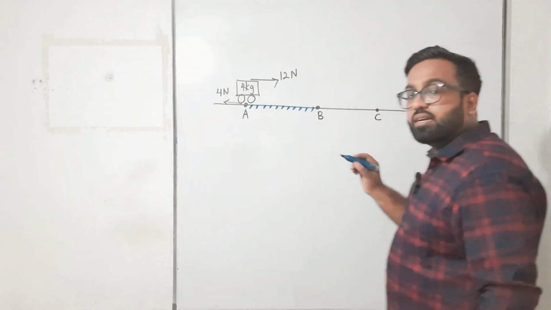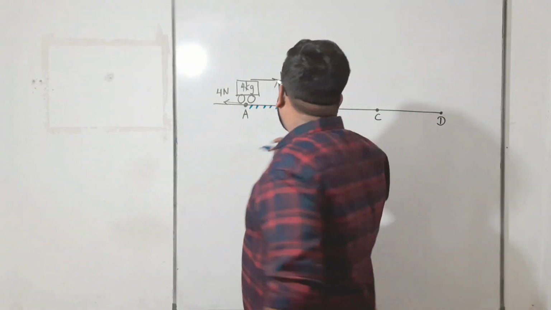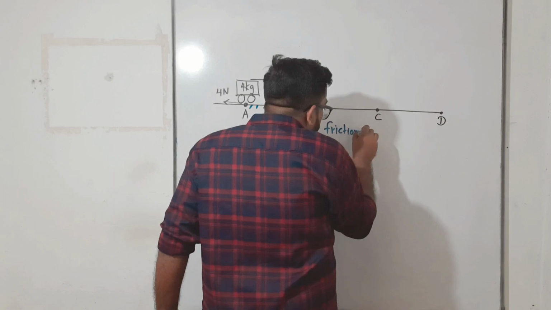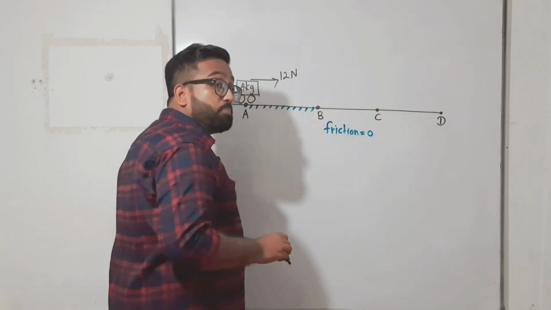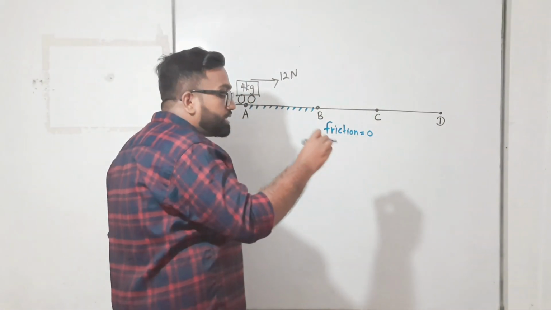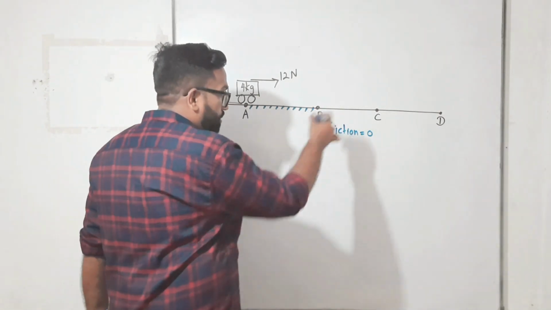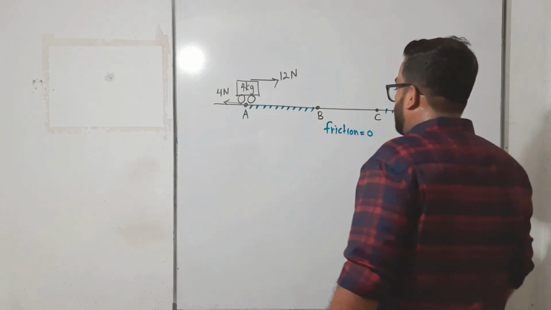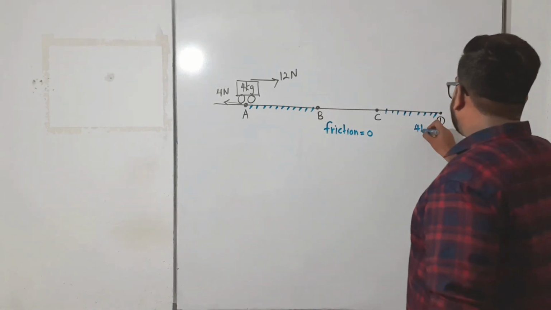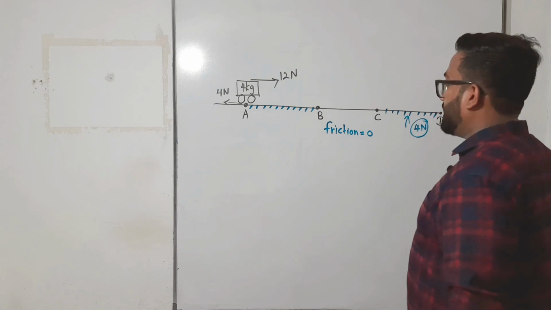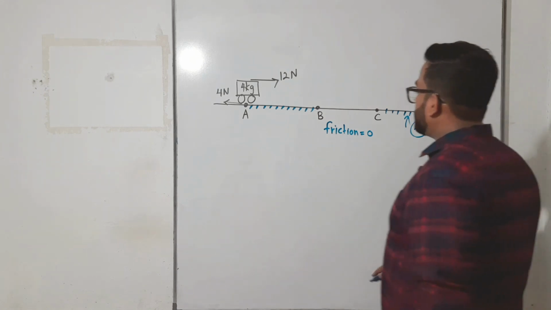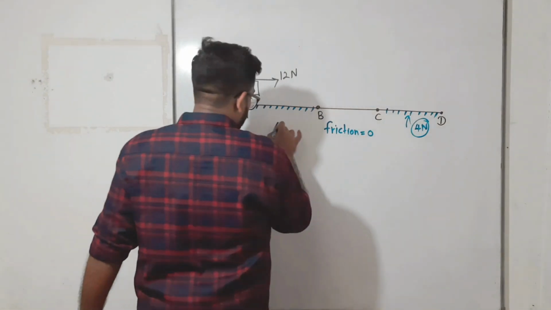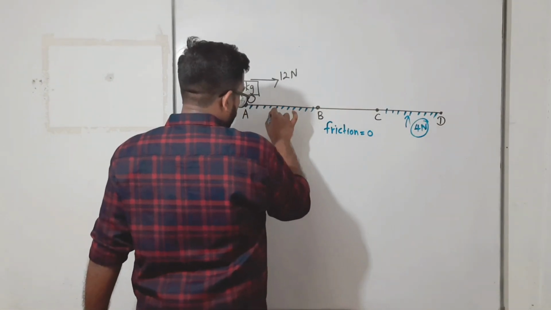So BC is smooth. Smooth means, what can you say about friction? Friction is 0. That means frictional force is not acted from B to C. Again, C to D, right? The surface is rough, so the same 4 Newton frictional force is acted here. So children, 4 Newton frictional force is acted from which to which? C to D here. B to C, no. A to B also present, right?